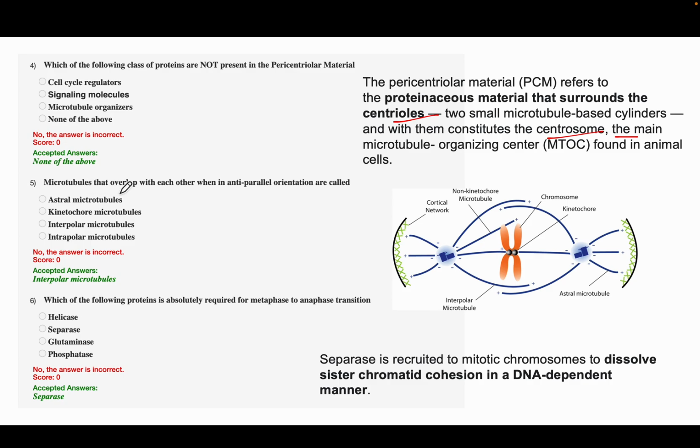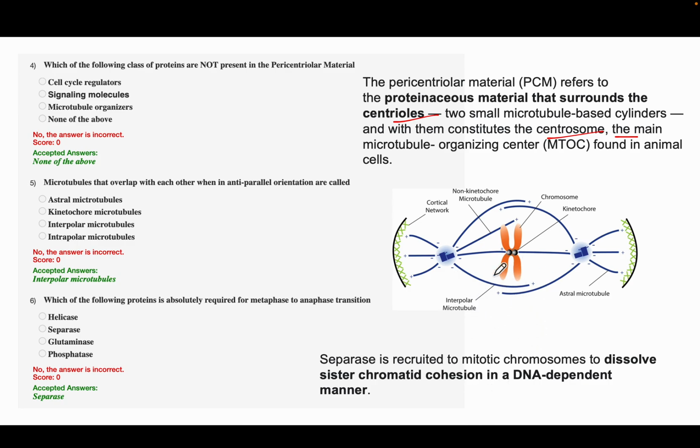The next question is, microtubules that overlap with each other in anti-parallel orientation are called astral microtubules, kinetochore microtubules, interpolar microtubules, intrapolar microtubules. So if you see the orientation, these are centrosomes. From the microtubule organizers, the microtubules will arise in the fashion of minus to plus direction. So if you see, the interpolar microtubules are at this side. So the minus-to-plus direction is going from one centrosome to the middle of the cell, and from the other centrosome, they are also coming.